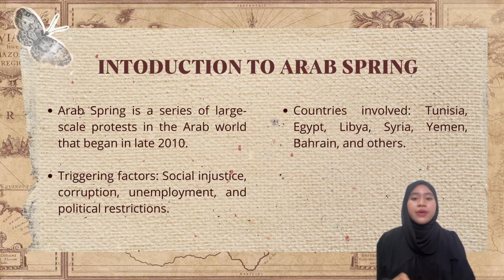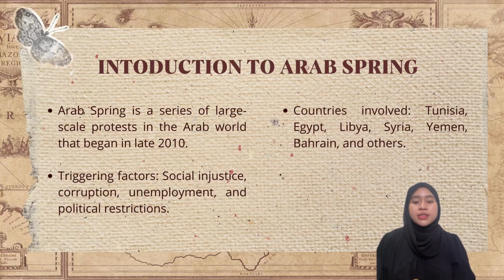Next, moving on to the factors that triggered the Arab Spring. The first one is social injustice. Many people in the Arab world felt the government was not addressing their basic needs. There was widespread poverty, unequal distribution of wealth, and little hope for economic mobility.